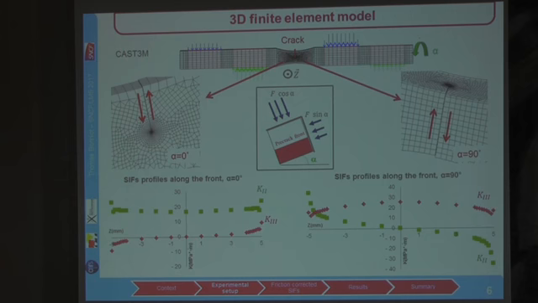So I performed some finite element simulations in order to get the stress intensity factor profiles along the crack front. For alpha equals 0, mode 2 dominates. This means the horizontal crack front. And for alpha equals 90 degrees, which means the vertical crack front, mode 3 dominates. But in each case, the other mode is still present, especially on the sides.